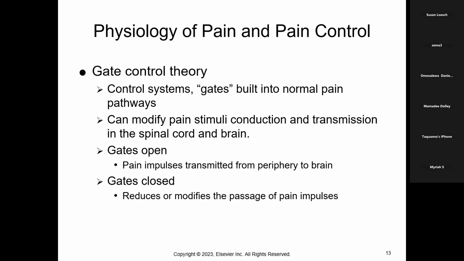The gates are built into the normal pathway and they modify the entry of the pain stimuli into the spinal cord and the brain. The gates can be closed to reduce or modify that pain signal or that pain impulse. The gate closure can be in response to other sensory stimuli that compete on the nerve pathways. So that would be where your TENS or your heat or your cold comes in. So when you have the ice pack on that swollen ankle, it sends that signal of that cold to the brain and it overrides the pain signal to block the pain message.